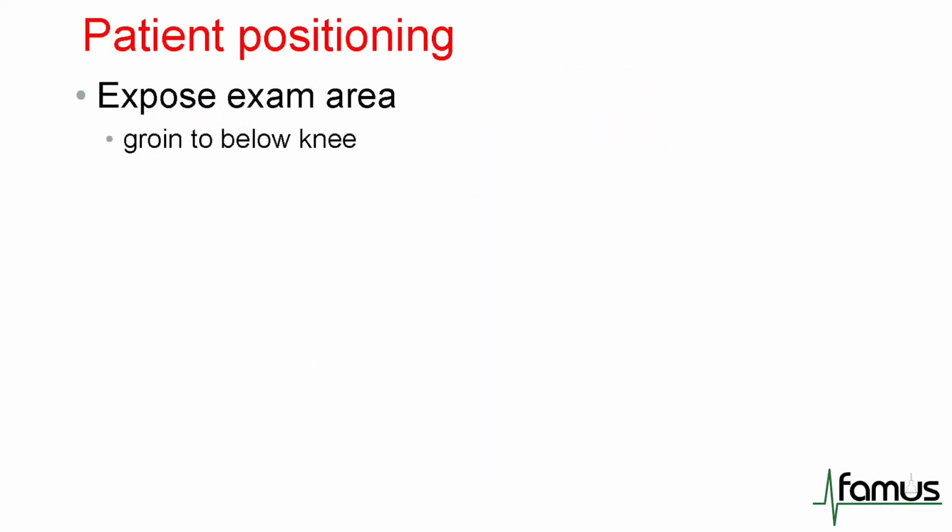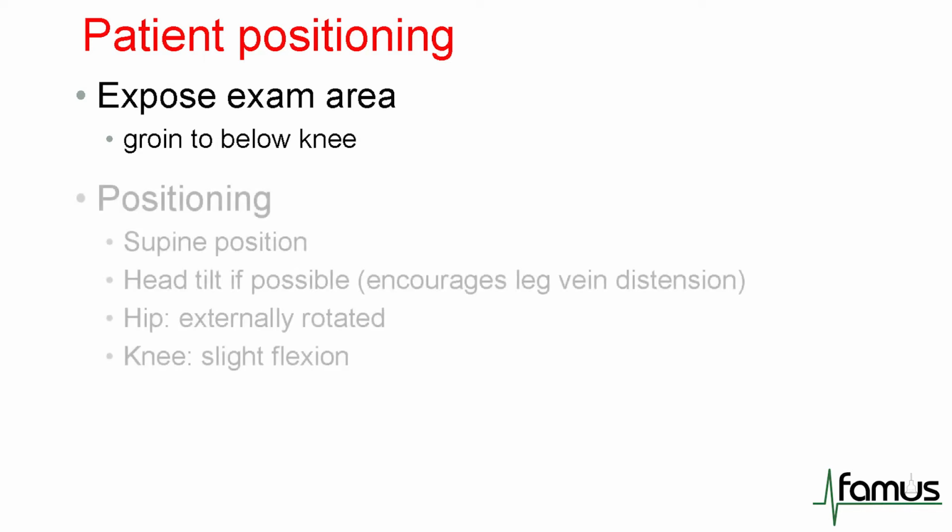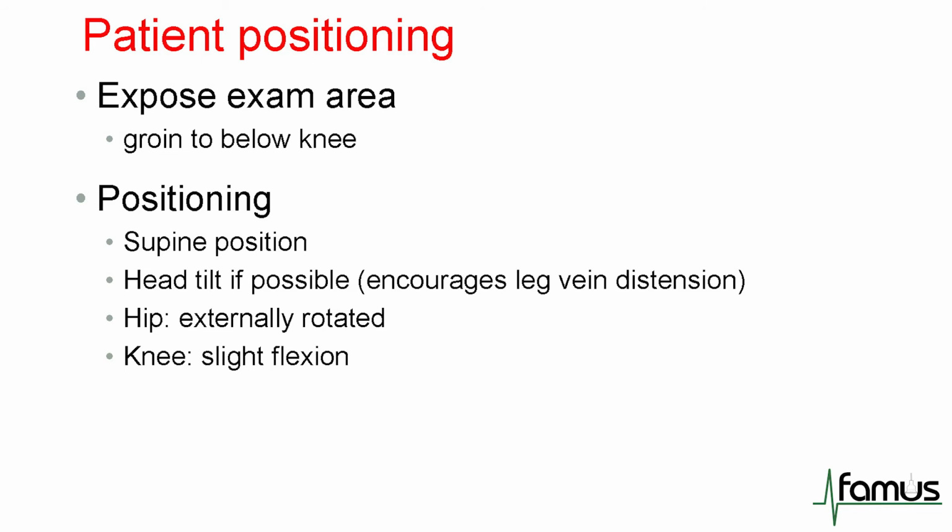You'll want to position your patient so you can see from between the groin and the knee. We tend to have them supine, so lying on their back. Ideally the head tilted a little because it encourages leg vein distension, and the hip a little rotated with the knee slightly flexed. You can scan the patient with their leg over the end of the bed, which encourages venous distension, but it does require a mobile patient.